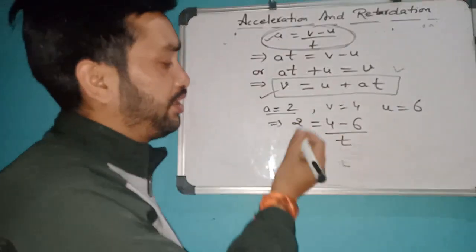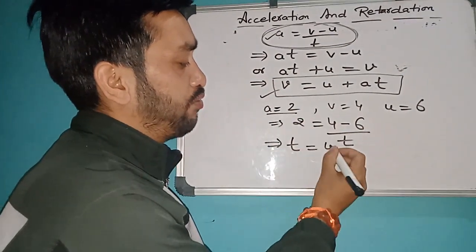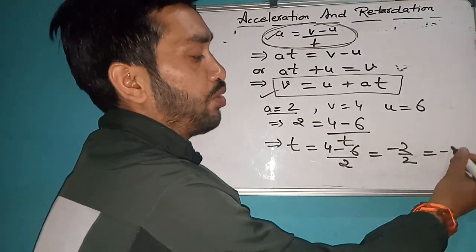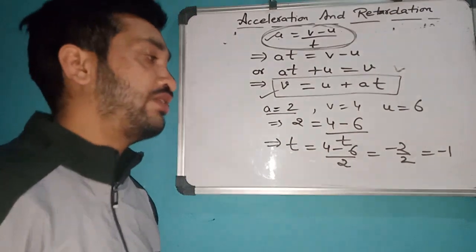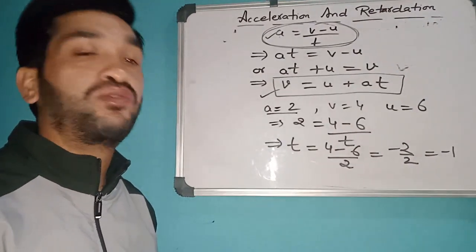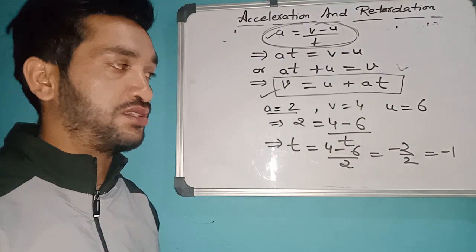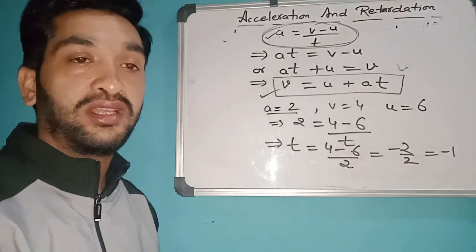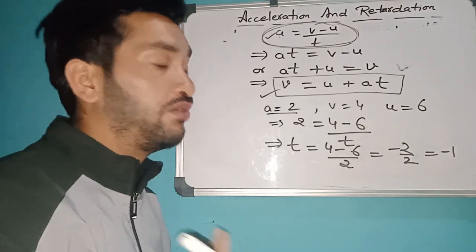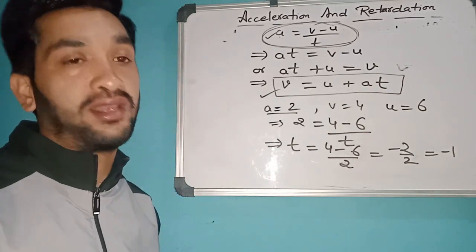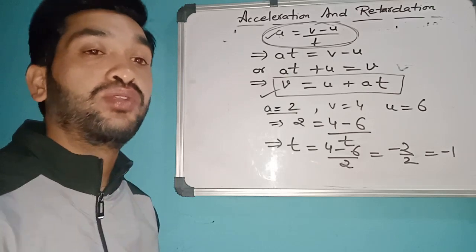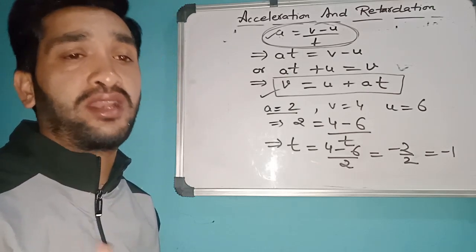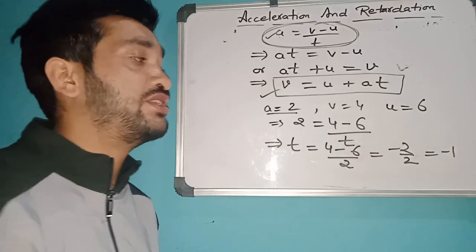Now what to do? Just take t here. It implies t equals (4 minus 6) by 2, which equals minus 2 by 2. Time is never negative, so what will we take? We will take 1 second as the answer. Whenever you get time or something in negative which is actually not negative, then in those types of questions we neglect the sign, because you know that in physics you get an answer in negative when there is a change in direction. So because of that we always neglect the negative sign.